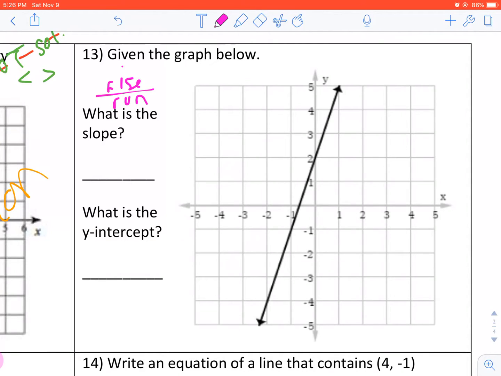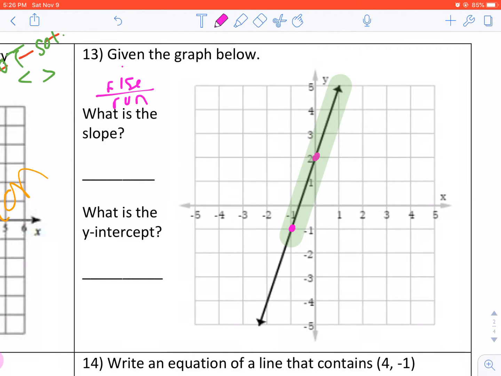So we have to find points to count from. A really good point that we can use is right here. And that one actually has a special name. That's our y-intercept. And as I'm going along my line, I'm not seeing any other good points until I get to that one right there. That's a good one because it goes through the corners of your squares on your graph, on your grid.